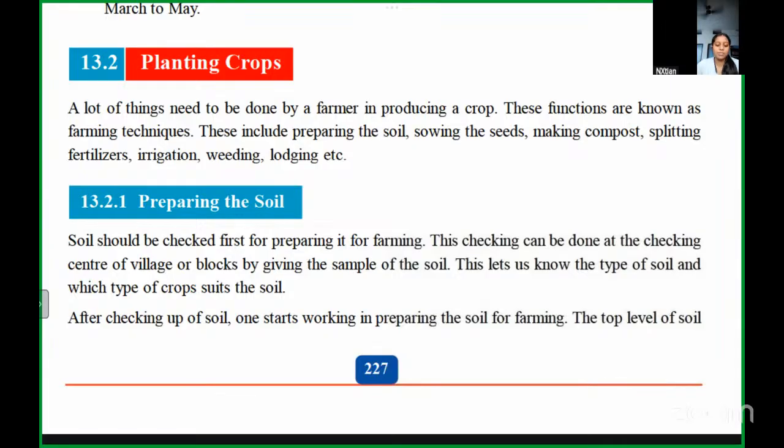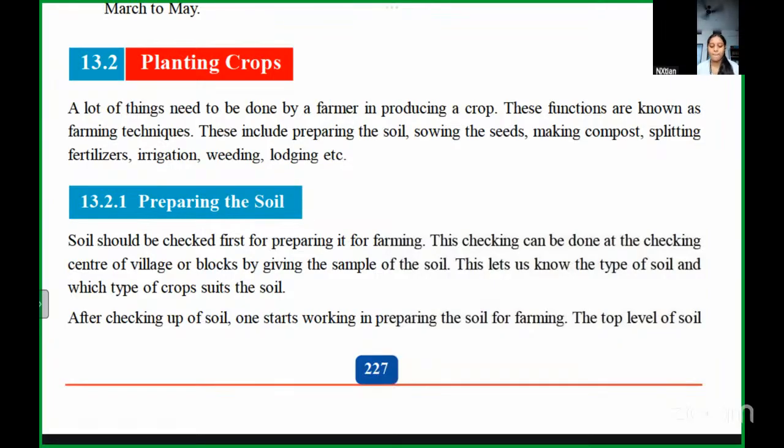Now, planting of the crops is a process. You don't just go and sow a seed in a piece of land. We just don't go and put a seed and expect it to become a crop. No, there is a process that we follow. That starts with preparing the soil first, then sowing the seeds, then adding the compost, fertilizers, irrigation, weeding, harvesting, etc. We will discuss all these steps in this topic.